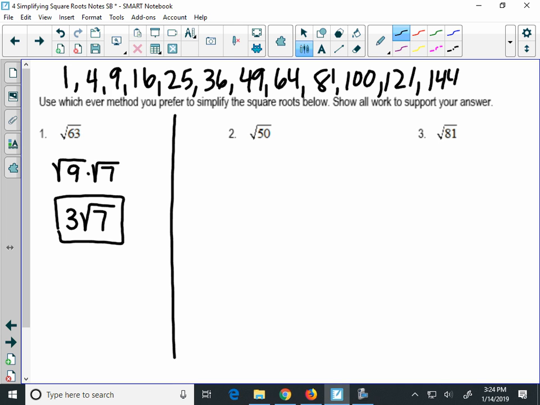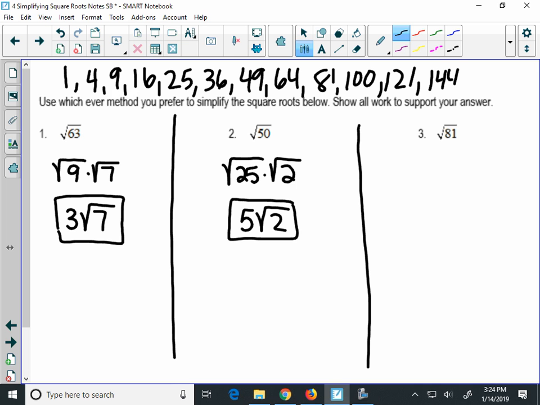Number 2, the square root of 50. Well, the biggest number from that list that goes into 50 is 25. 25 times 2 is 50. So we start with them under the radicals. Now I break down the radical that I can simplify, which is 25. That breaks down to be 5 radical 2. And then you're done.